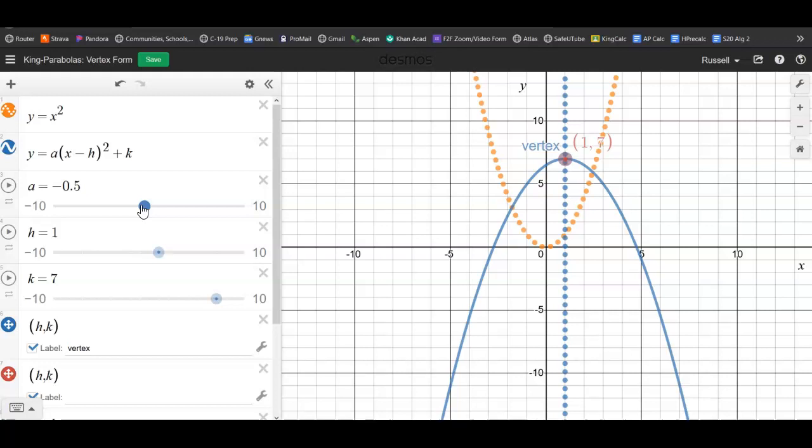And so this is why the parabola opens downwards. It is a frowning parabola when a goes negative. I'm going to capture this screen and we're going to go back into the notes again.